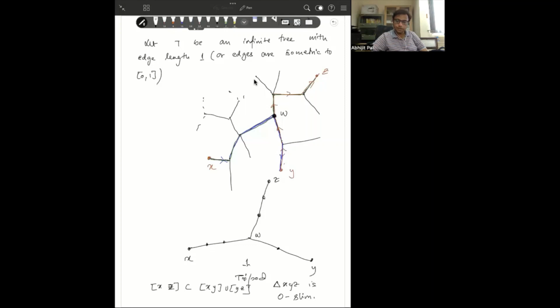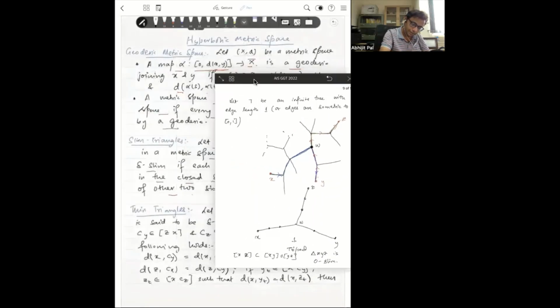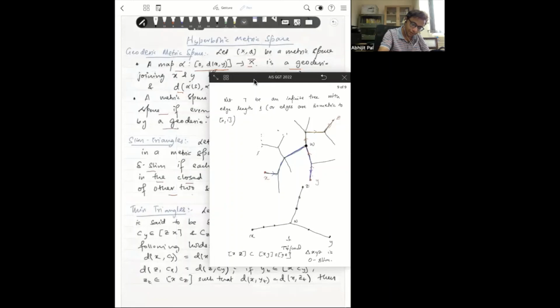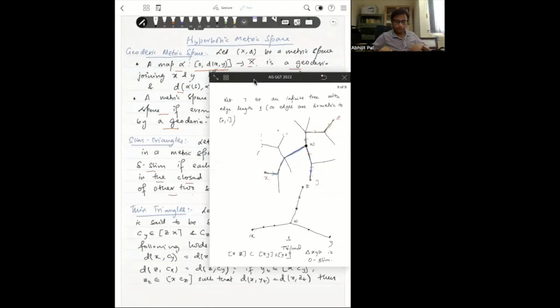Okay. Any doubt? So this delta, and the definition of slim triangle. So this delta is equal to 0 for the tree. So all the triangles in a tree are zero slim.